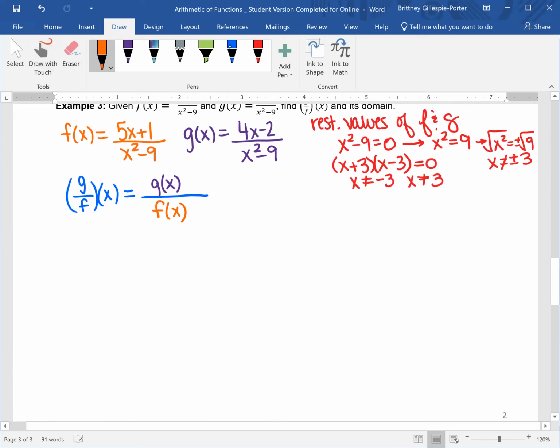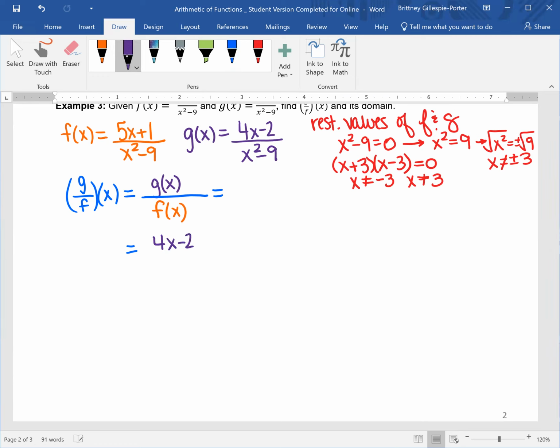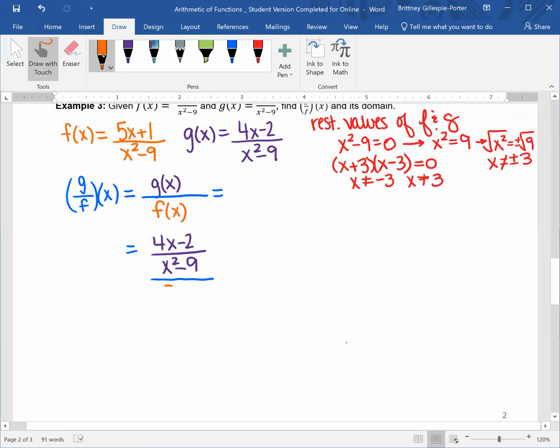All right, so here we go. F of x, taking it back a step. Okay, now I'm going to plug in for what we have. So instead of g of x, I'm going to actually write out 4x minus 2 all over x squared minus 9. And then my f function, we have 5x plus 1 all over x squared minus 9.